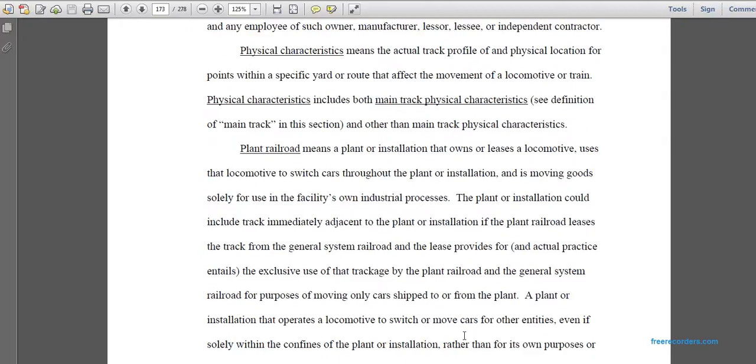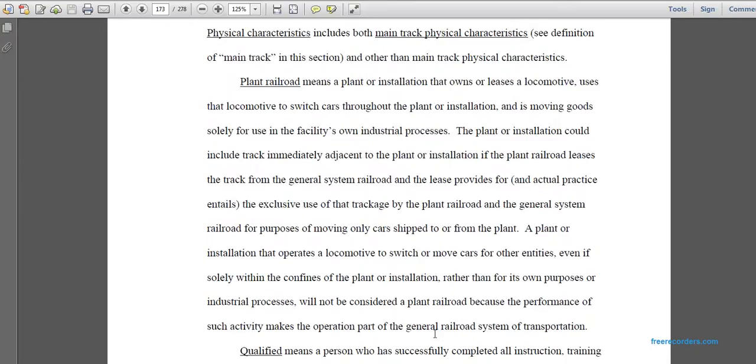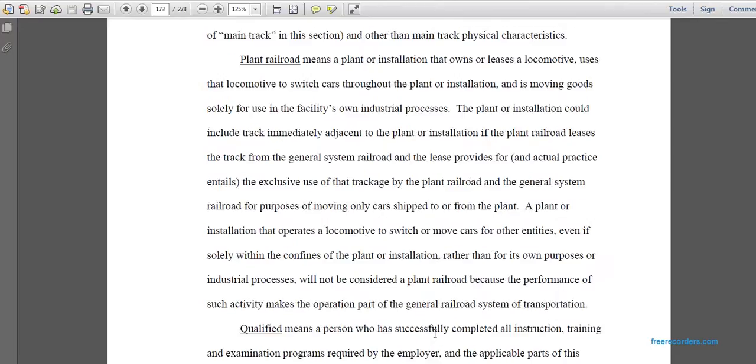A plant or installation that operates a locomotive to switch or move the cars of other entities, even though solely within the confines of the plant or installation rather than for its own industrial process, will not be considered a plant railroad, because the performance of such activity makes the operation part of the general railroad system of transportation.